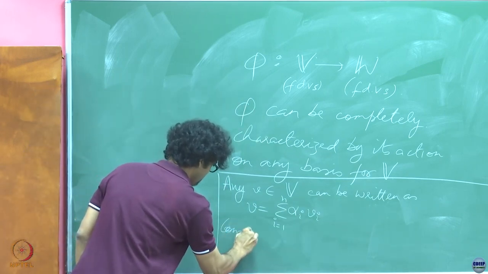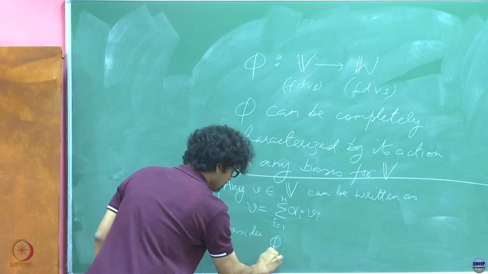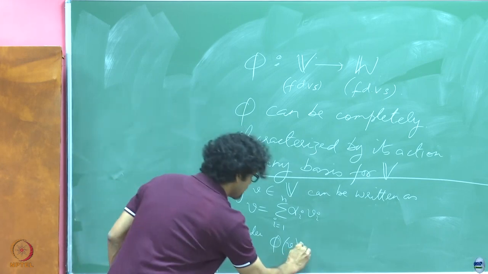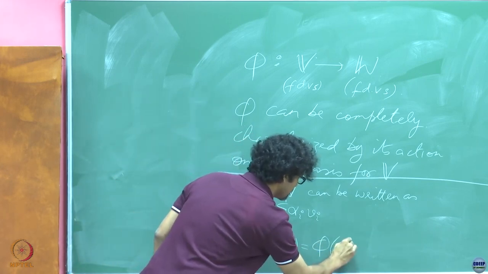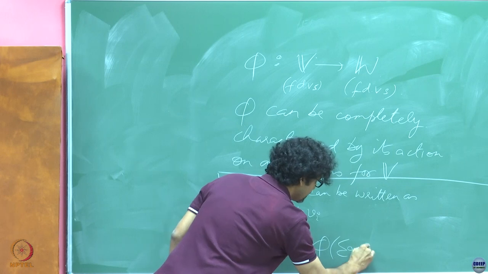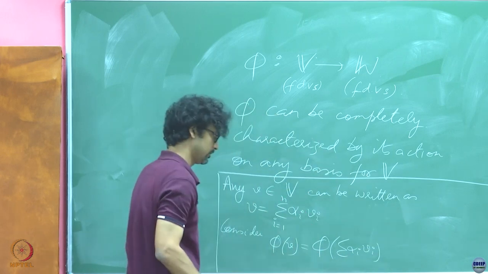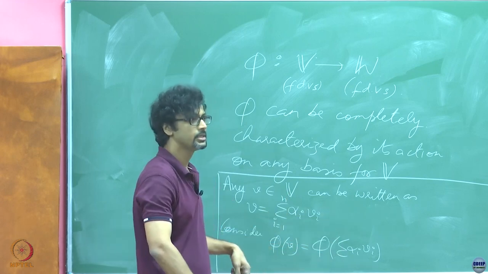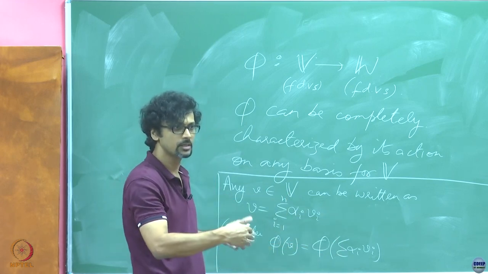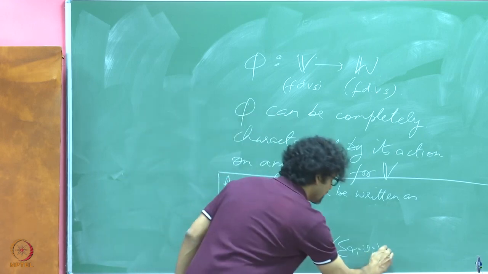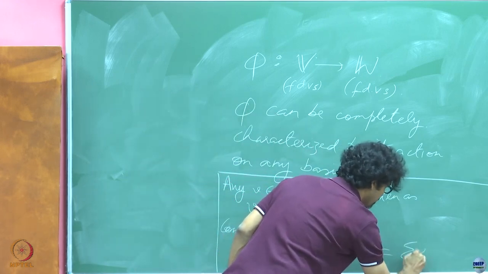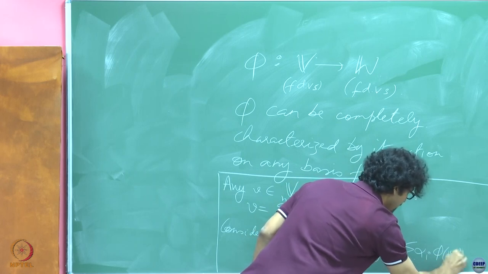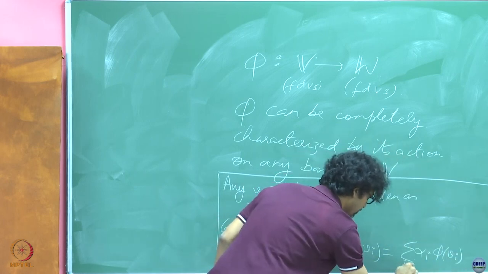Consider phi of V, which is nothing but phi acting on the same object, summation alpha I VI. But now because of the linearity, I can pull out these terms one by one, separate them. So this is nothing but summation alpha I phi VI. I have done two operations at one go.